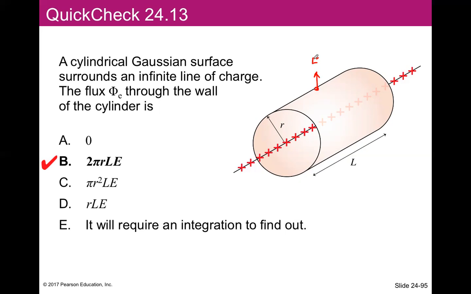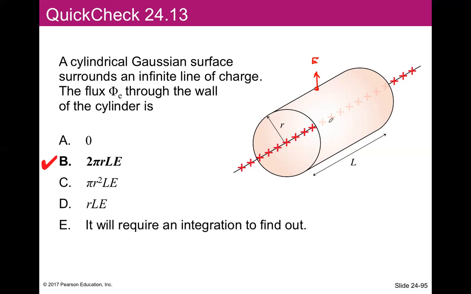Then E is always perpendicular to the side surface, right? When E is perpendicular to the surface, that means the direction of E is parallel to the normal direction of the surface. Then cosine theta equals 1. Then the dot product of E and your surface area A becomes simply E times A times cosine theta. Cosine theta is 1, so it's E times A.